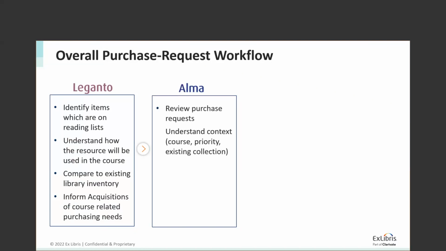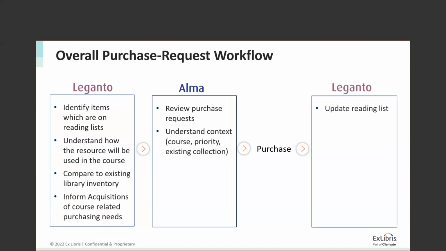You can also do that with that context that we talked about before. Which course is this used for? How many students are part of that course? How does this align with our existing collection? And then from there, actually make the purchase. I don't have a little box around this one. This process of making the purchase could potentially happen within ALMA. It could happen on a vendor's website. However you make the purchase, at some point you do. And then the last step here, of course, is that you want your students to be able to access those resources, so you want to make sure that the new reading list includes that new inventory that you have acquired.